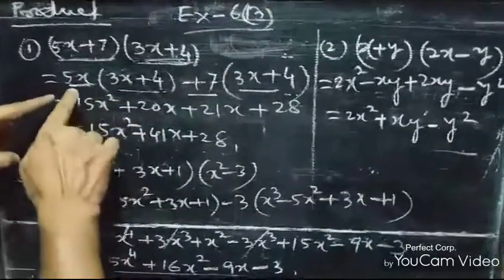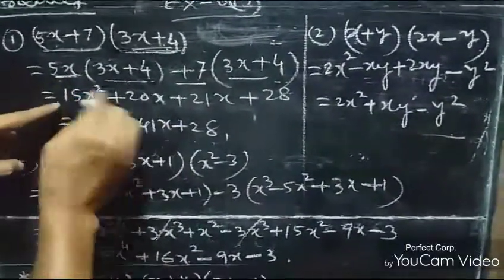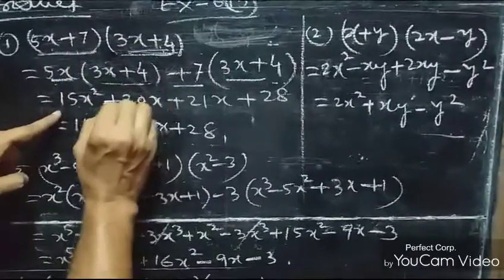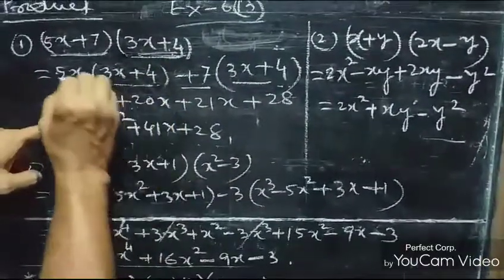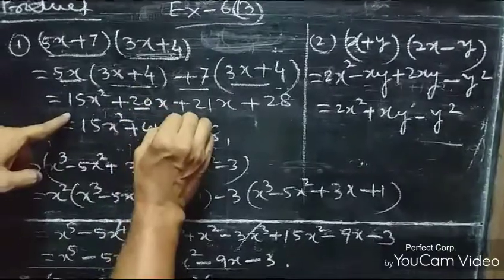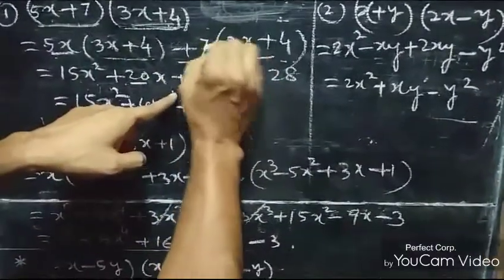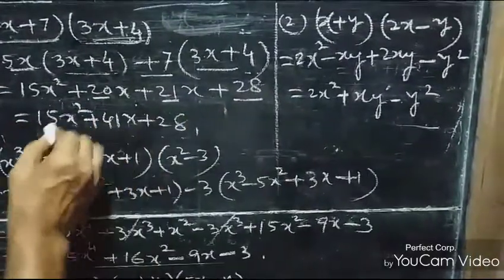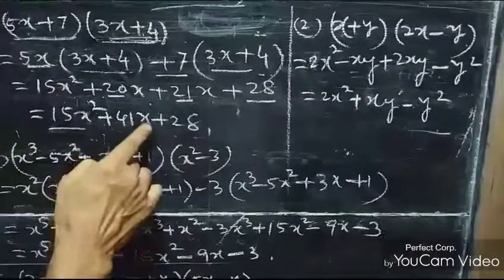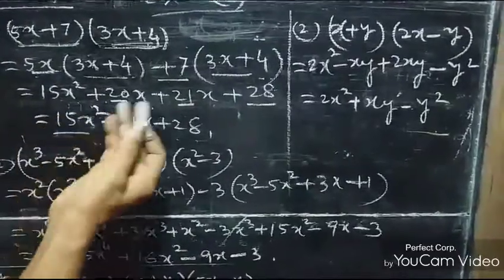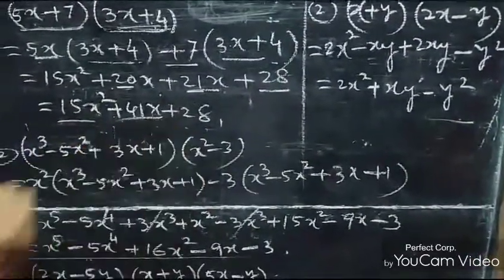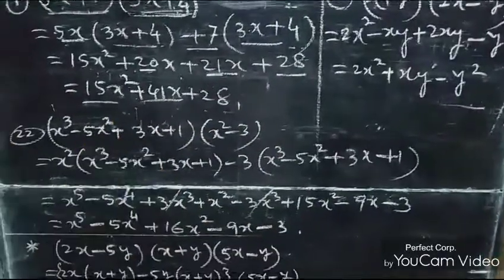Now this is actually a monomial with binomial product. That is 15 into x, plus into plus is plus, and 5 into 4 is 20x. Here 3 into 7 is 21x and plus 28. All these are plus. Now just add and do the calculation. 15x square remains here. Here 20 plus 21x is 41x and 28. This is the answer.